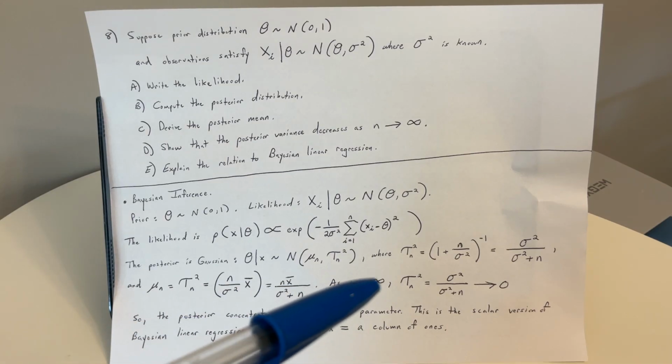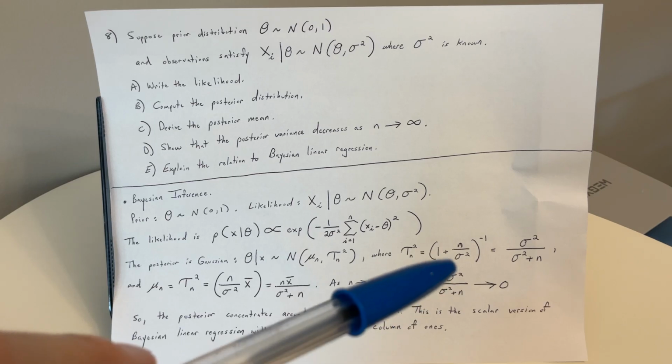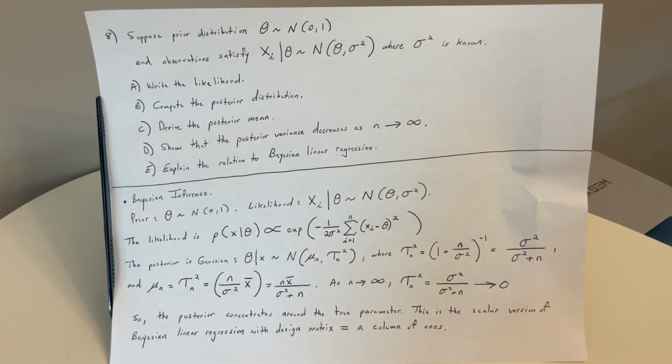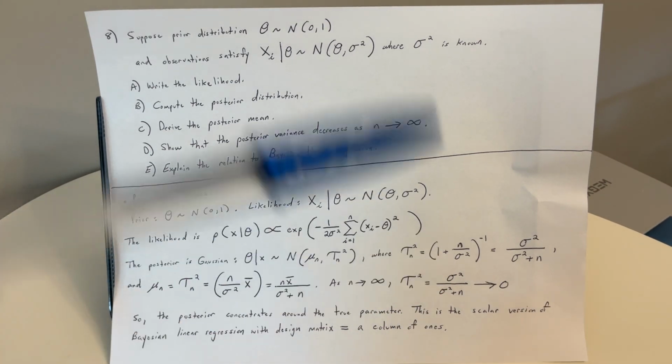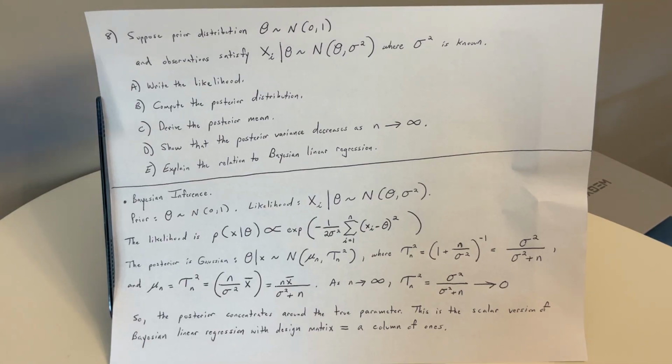And as n approaches infinity, this tau sub n squared equals sigma squared over sigma squared plus n approaches 0. So we could say the posterior concentrates around the true parameter, and this is the scalar version of Bayesian linear regression, with design matrix A equals a column of ones.